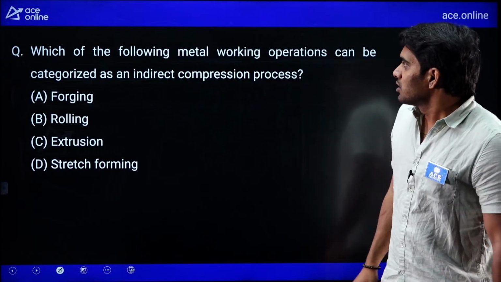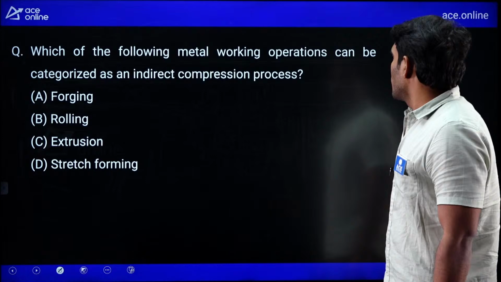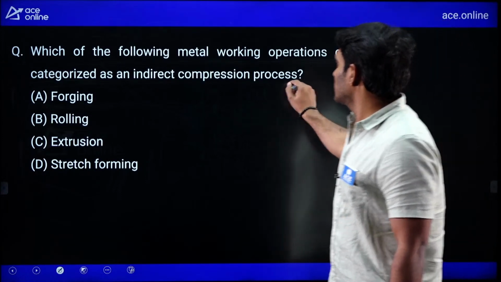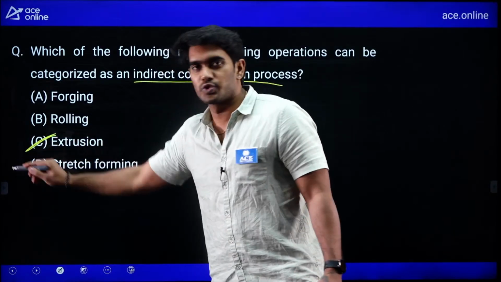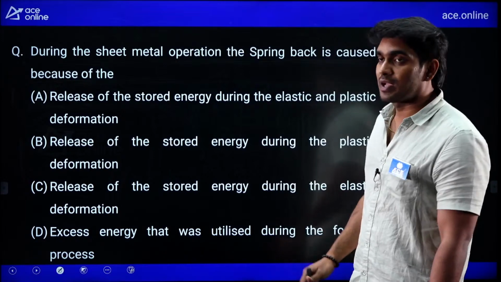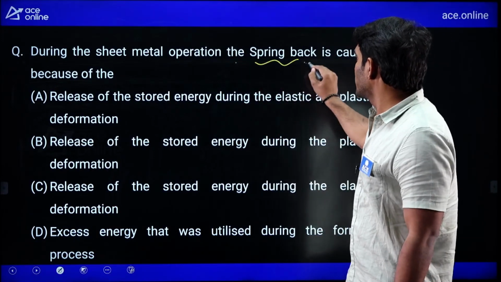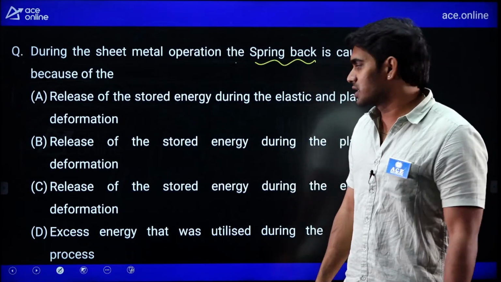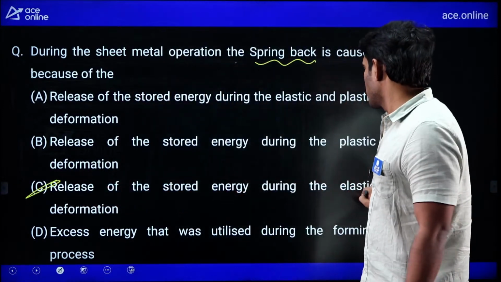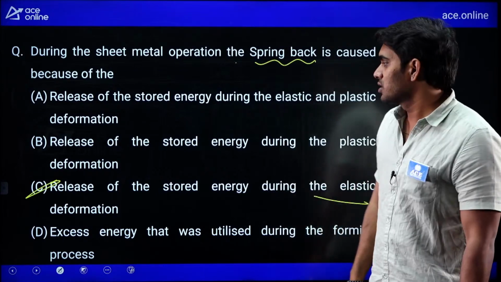Okay. Which of the following metal working operations can be categorized as an indirect compression? So here the indirect compression process is extrusion. Now during the sheet metal operations, spring back is generally due to the energy stored during the elastic deformation process. So the answer here is release of energy stored during the elastic deformation.